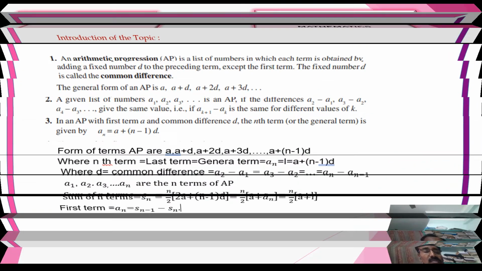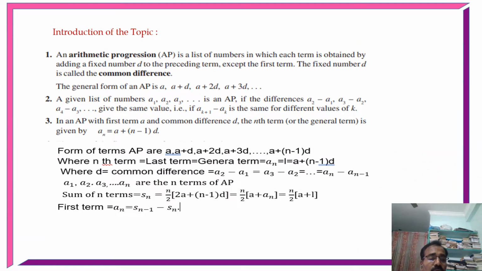First, you should know that an arithmetic progression, an AP, is nothing but a list of numbers which are obtained by adding a fixed term to its preceding term, except the first term. It is not applicable to the first term. The fixed term is called the common difference, that is d, and the general form of terms of an AP is a, a plus d, a plus 2d, a plus 3d, and so on.